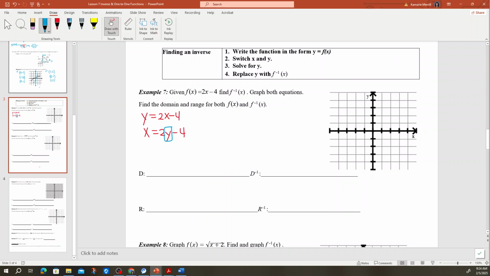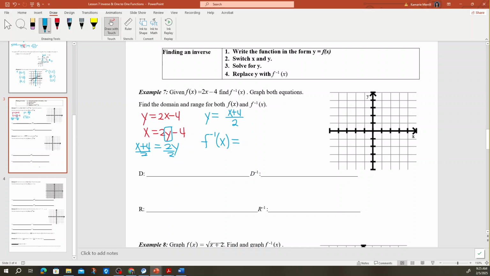Okay. So let's go ahead and solve for y. What would you guys do to properly solve for y? Have to add 4 first. Now what? Divide both sides by 2, right? So when this is divided by 2, you can write it as x plus 4 over 2. And then it usually says replace with f inverse if it started as an f. So if it starts as a g, replace it with g inverse. If it starts as an f, replace it with f inverse when you're done.